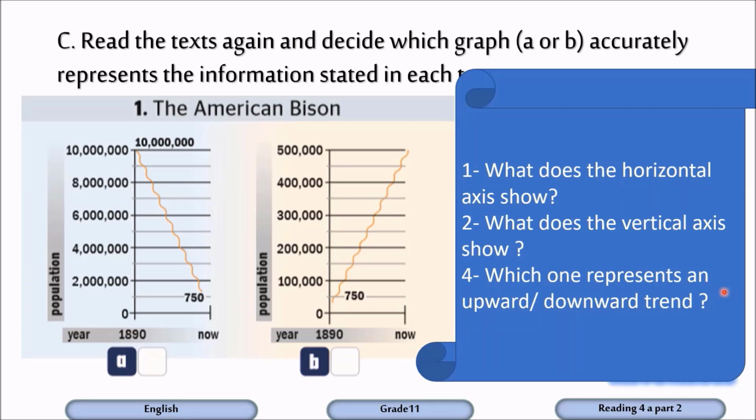What does the horizontal axis show? This is the horizontal axis. As you can see, it shows the years from 1890 to now. Next one. What does the vertical axis show? Now this is the vertical axis and it shows the number of population. Which one represents an upward or downward trend? Which means which one represents a trend that is increasing or decreasing. So this is an upward trend as you can see. And this is a downward trend, it's decreasing from 1890 till now.